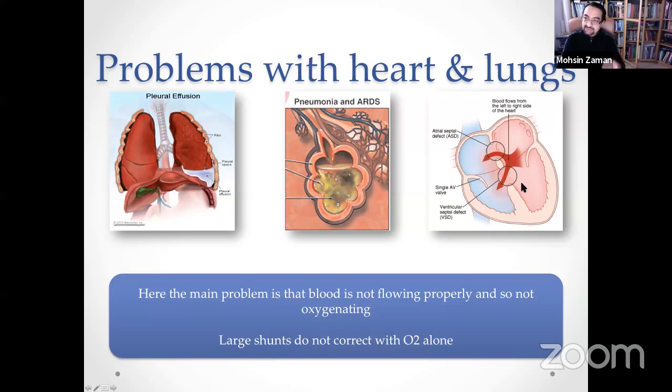And of course, last but not least, problems with the heart itself, like congenital abnormalities of the heart, or holes in the heart, or MIs, or heart failure. All of those will cause problems with oxygen getting from the lungs to the rest of the body, okay?